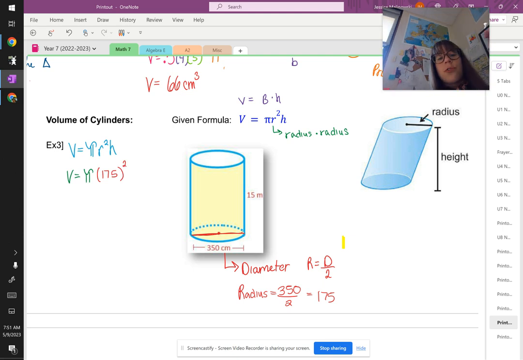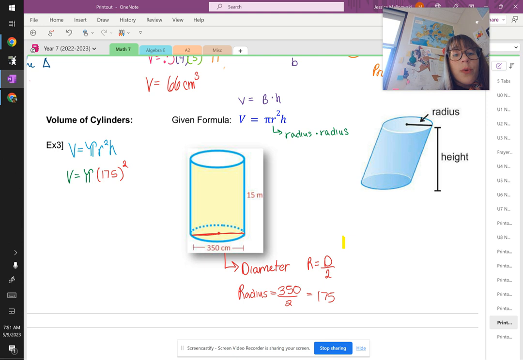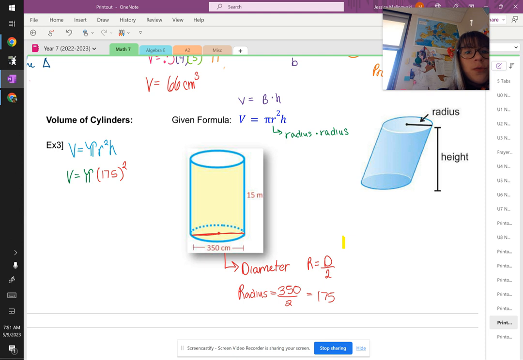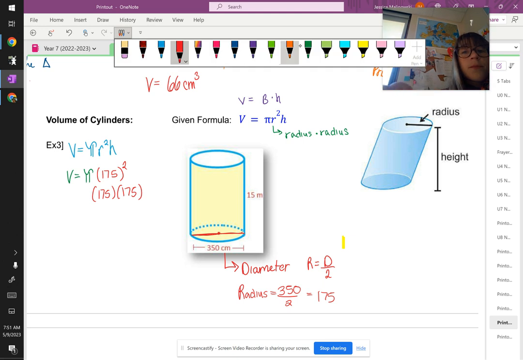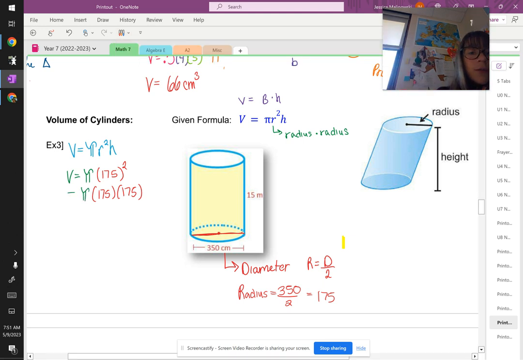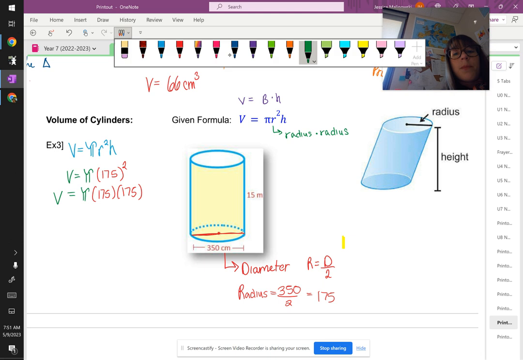And at this point, don't forget to put the squared. If you want to immediately just avoid the squared and turn it into 175 times 175, not a terrible idea. But do something so that you know that you are not just multiplying 175 by 2. It's not the same thing. I'm just carrying some stuff down here to show that expansion.